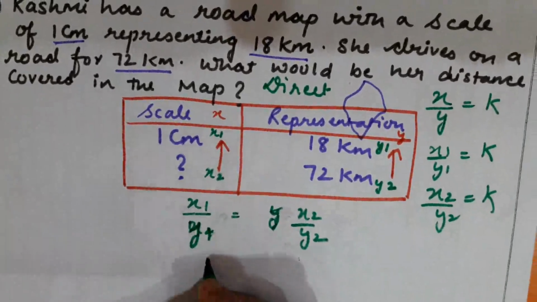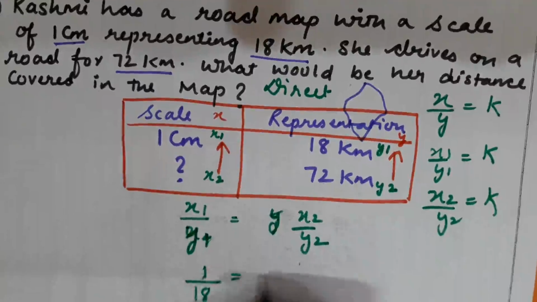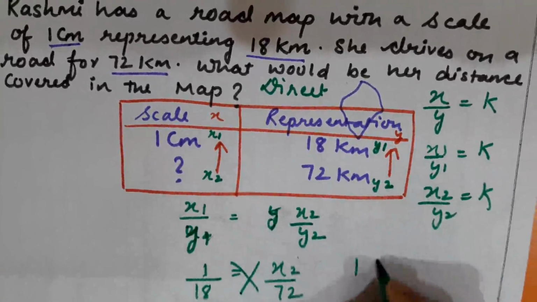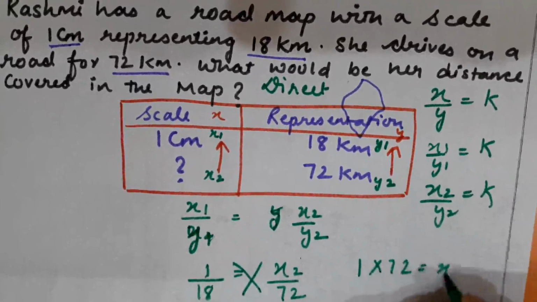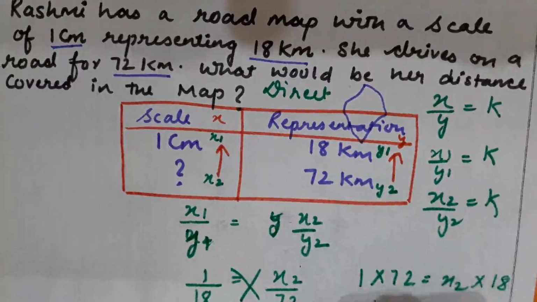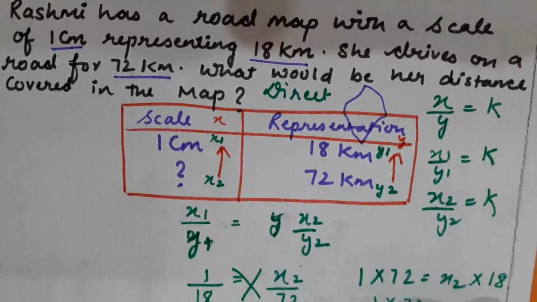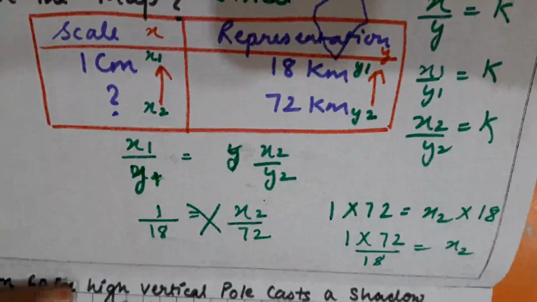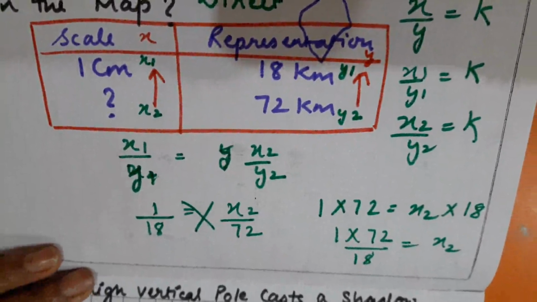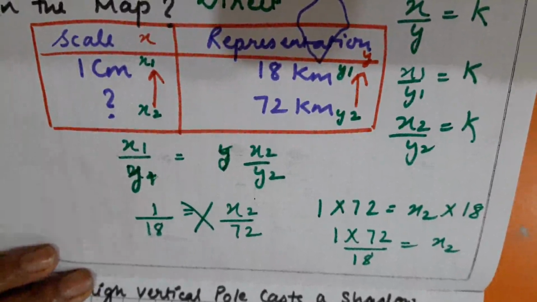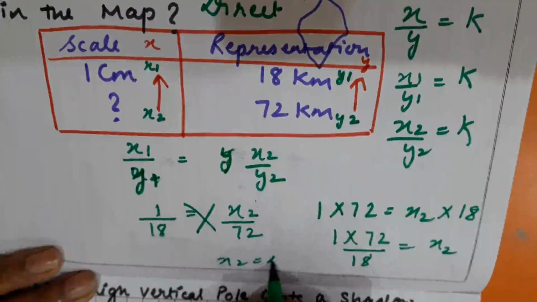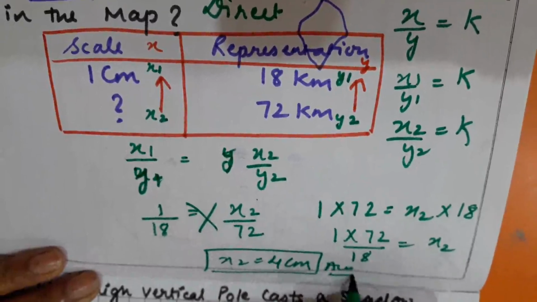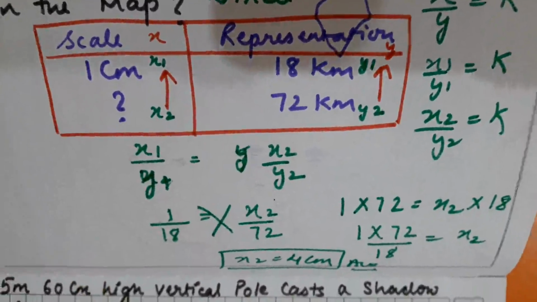Now let's put the values: 1 upon 18 equals x2 upon 72. Let's do cross multiplication. 1 into 72 equals x2 into 18, so x2 is 1 into 72 upon 18. Fine, we are able to find the x2 value. So you are going to have 4 centimeters. The x2 value will be 4 centimeters. So this will be your answer. Okay, let's move to the next question.